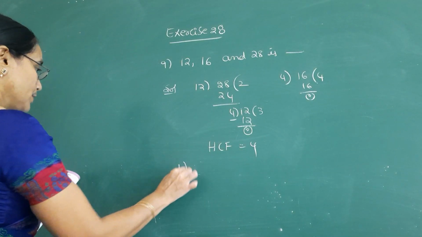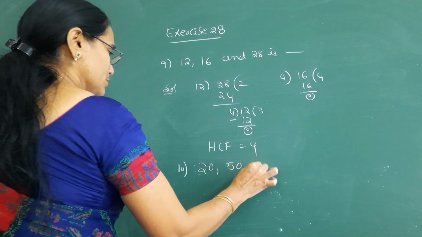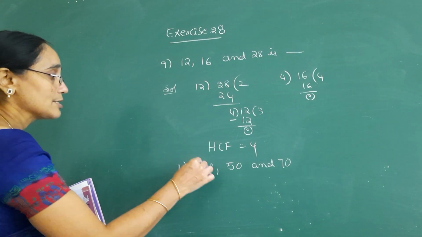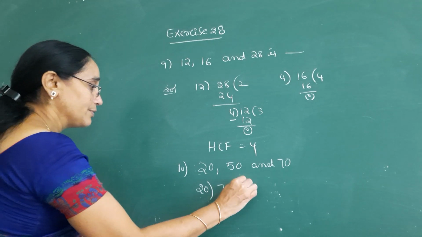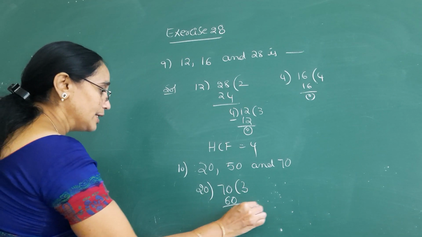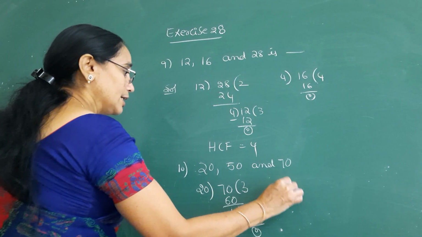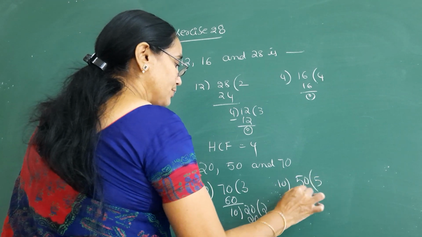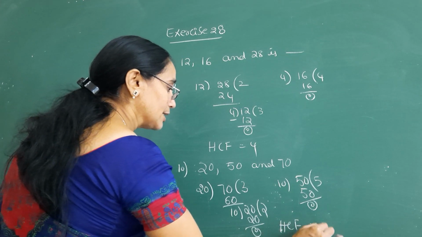Go for the 10th problem: 20, 50 and 70. There are many models to find HCF. Select 20 as divisor and 70 as dividend. 20 threes are 60, remainder 10. Drop 20. 10 twos are 20, remainder is 0. Take the 10 and divide 50 with 10. 10 fives are 50, so remainder is 0. HCF is equal to 10.